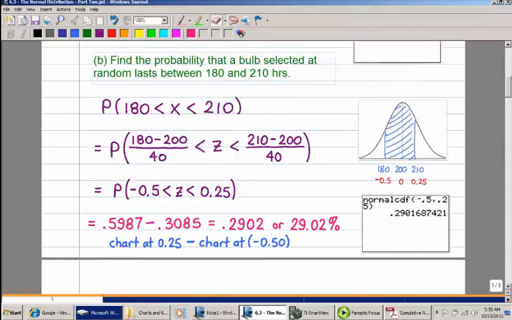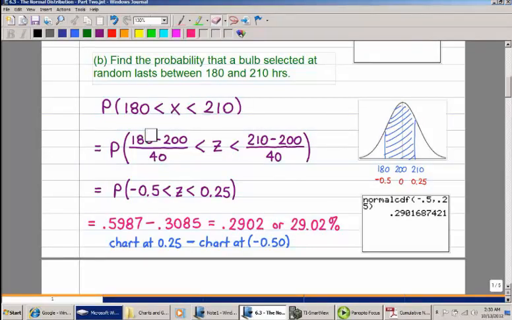Now, same data set. The next question says, find the probability that the bulb selected at random would last between 180 and 210 hours. So this is the proper way to write the inequalities from whenever you're between. That notation means it's greater than 180 and it's less than 210 at the same time. So we need to convert both of these to z's.